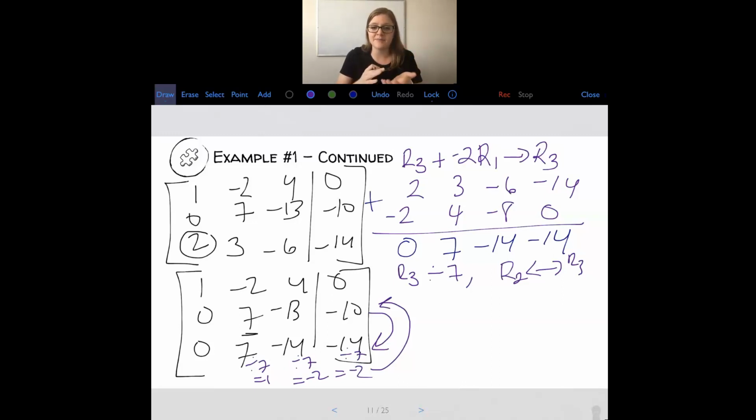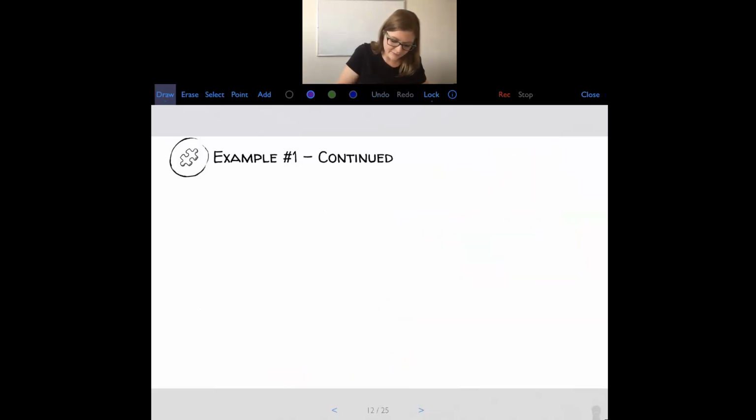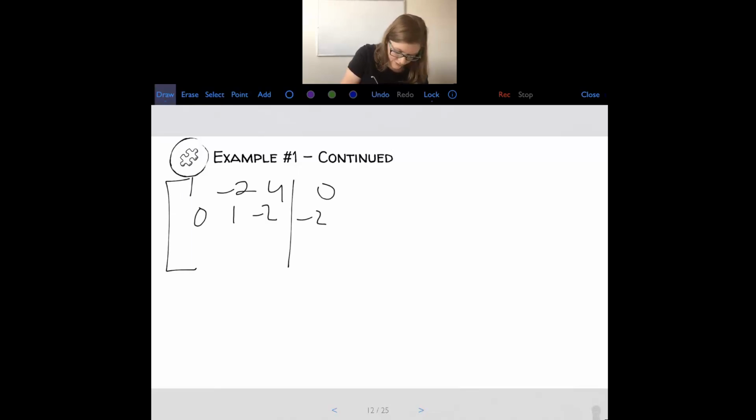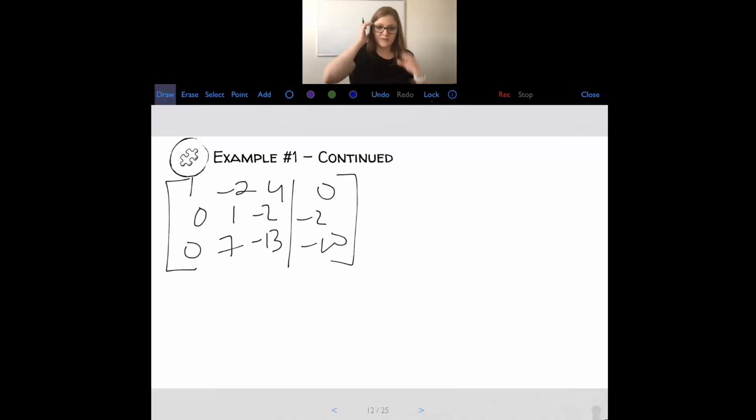In the steps where it said you can multiply any row by a non-zero number, division by 7 is the same as multiplication by 1/7. Okay, so let's write what we have. We have 1, negative 2, 4, and 0. 0, 1, negative 2, negative 2. 0, 7, negative 13, negative 10, and then we keep going.